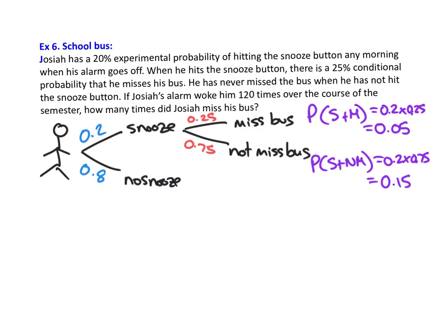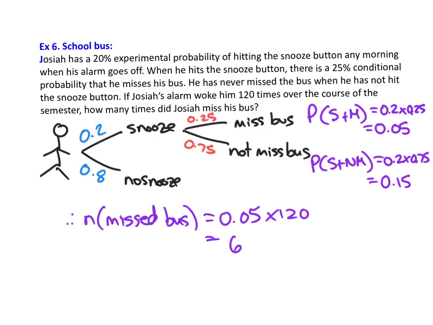So we're looking for, if Josiah's alarm woke him 120 times over the course of the semester, how many times did he miss the bus? So the number of times he missed the bus is going to be that 5% experimental probability times 120. Or he missed the bus 6 times over the course of the semester.